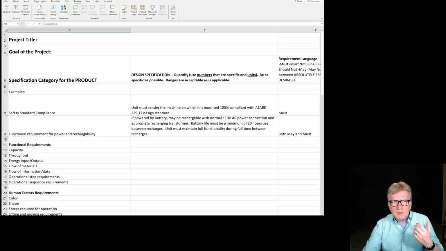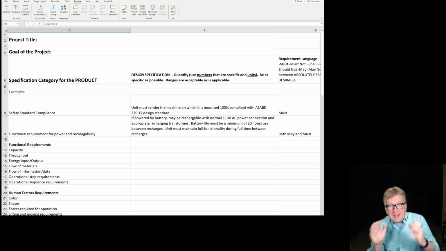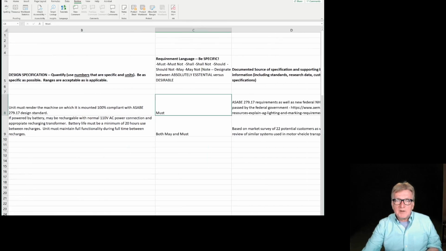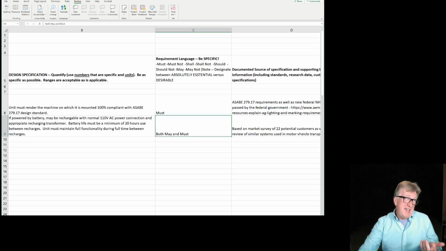Let me just go through this here really quickly. I've got space for a project title, the goal of the project, and then I've got some examples, and these examples are under these headings. First of all, the category for the product design specification, the actual specification written out carefully with units, with the appropriate citations. If we have to comply with a standard, we don't quantify the standard, but we need to say exactly what is the standard or the section of the standard that we're citing within the specification. Also, that requirement language, like I talked about, is this something that must, or is it something that may or should be?